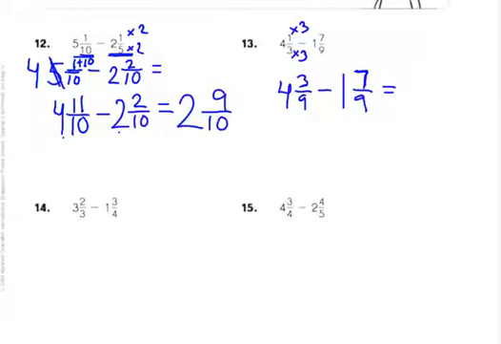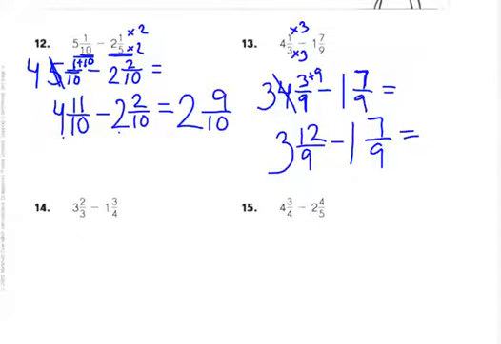Just won't work. So let me take 1 from the 4, cross that out and write a 3. And then I'm going to look at the denominator. My denominator is 9. Going to add 9 to the numerator. So now I have 3, and then I add the 3 plus the 9. That's 12 ninths minus 1 and 7 ninths.